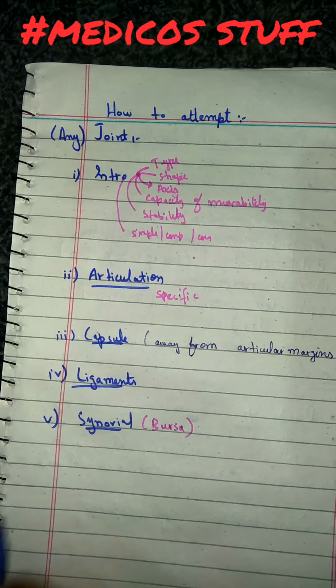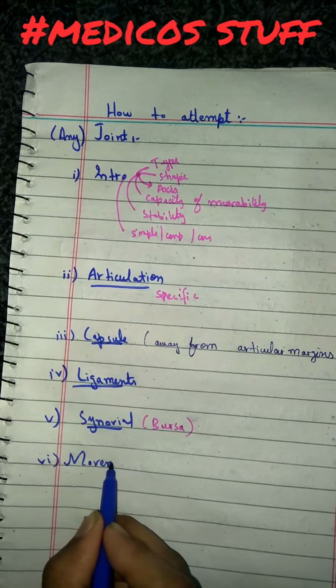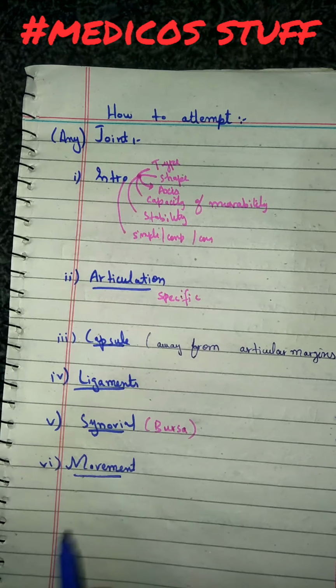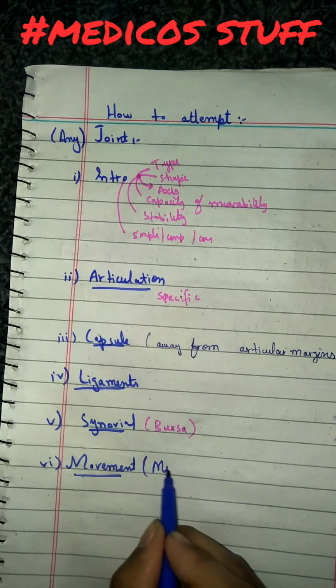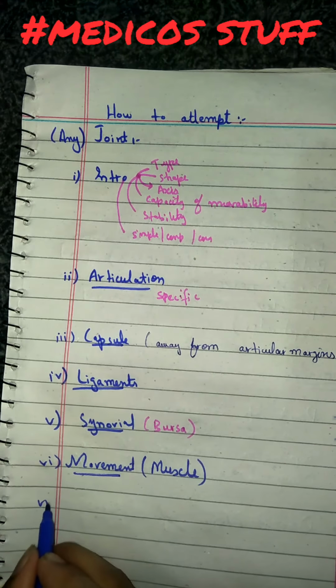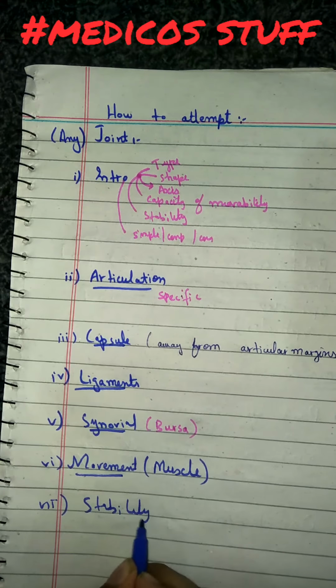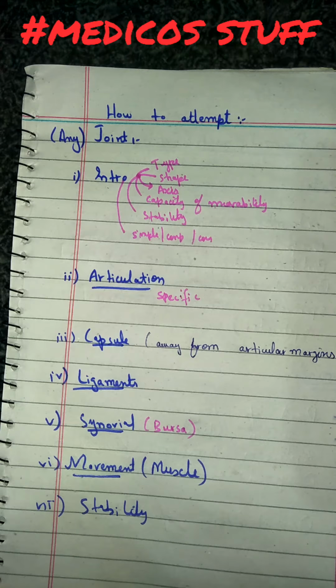Then the next heading is the movement. You have to write the movements occurring at the joint and the muscles involved in those movements. Then the next heading is the stability. Here you have to write which things provide stability to that joint: the ligaments, the shape, the muscles, which things are involved in the stability.